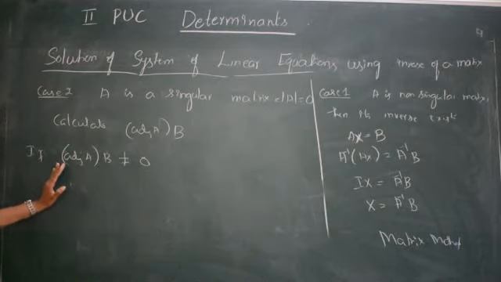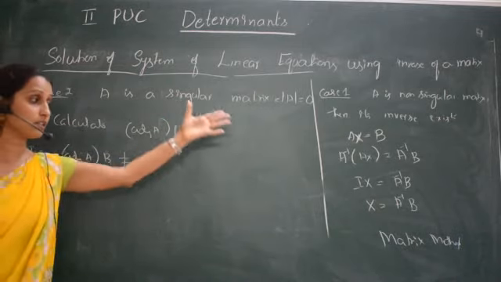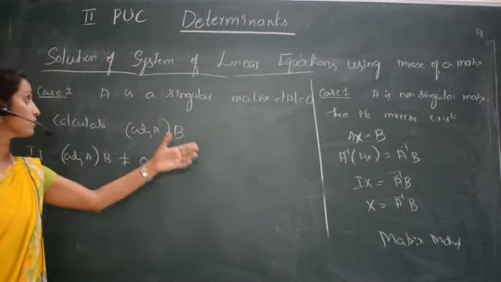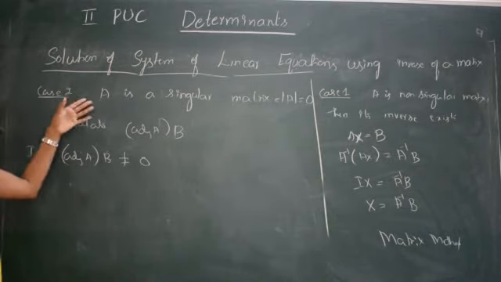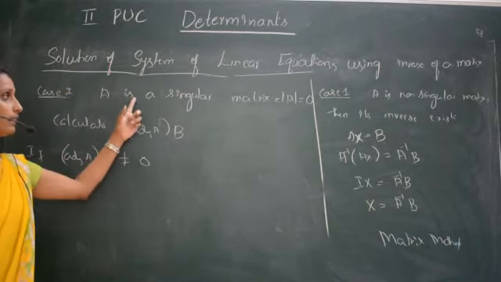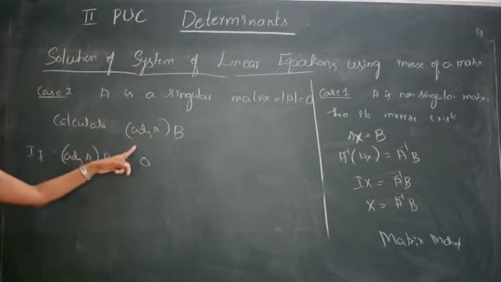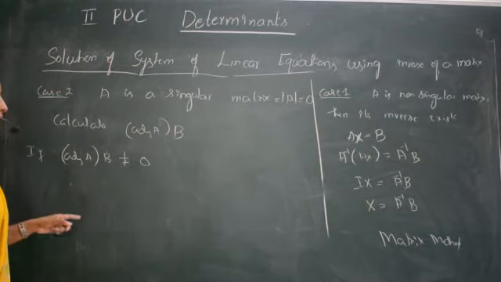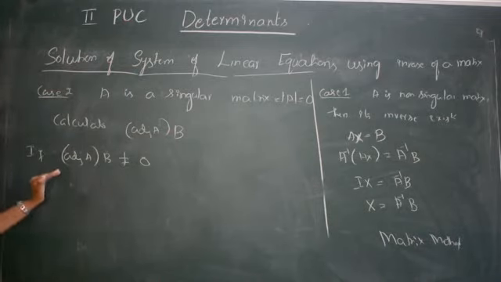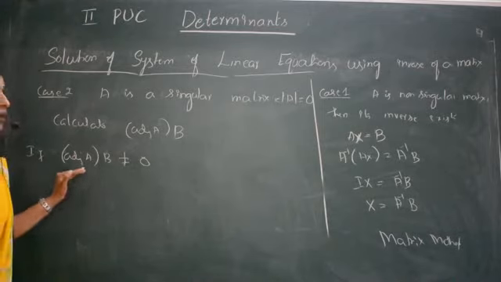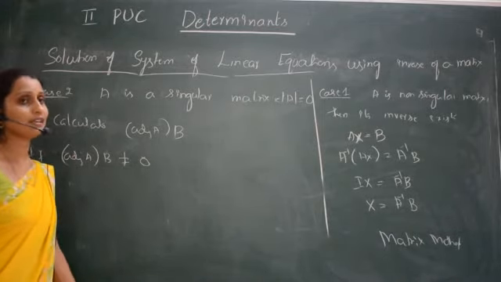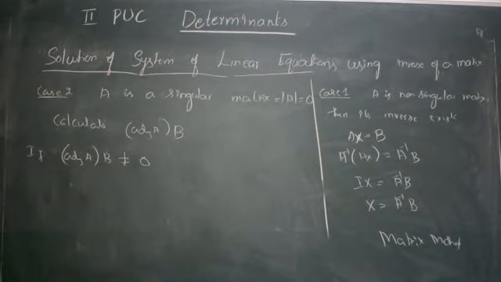If it is non-singular, we have to go for that method. If it is singular, we have to calculate adjoint of A into B. After calculating adjoint of A into B, if we do not get a 0 matrix, then the conclusion is that the solution does not exist. Then the system of equations is inconsistent.